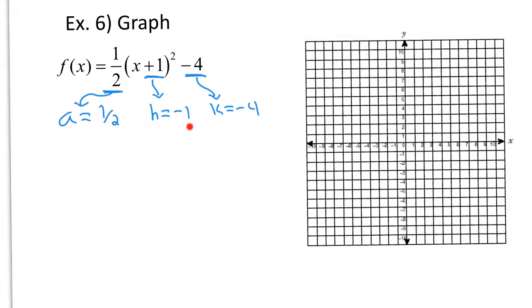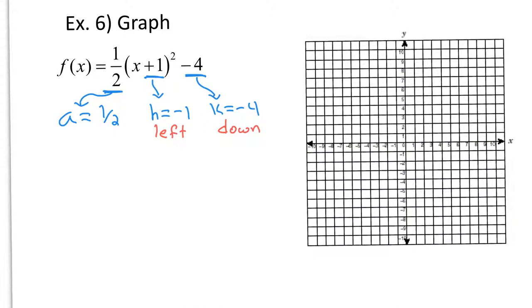This one here tells you that you are going to move 1 unit to the left. Let me write that down so we know what's going to happen. We are going to move 1 to the left because h is negative 1, so 1 unit to the left. And your k value is negative 4. So that is down. You will move 4 units down. So we know what's going to happen to the graph. The graph is going to be wider. It's going to go up. And we move 1 to the left and 4 units down.